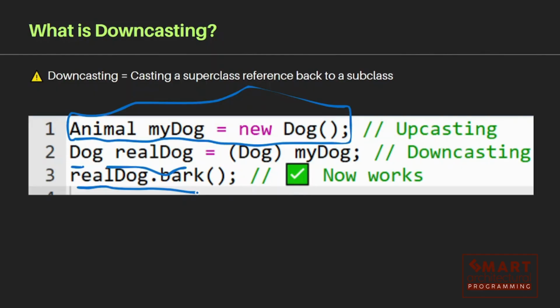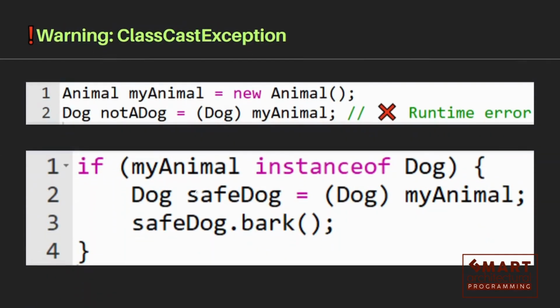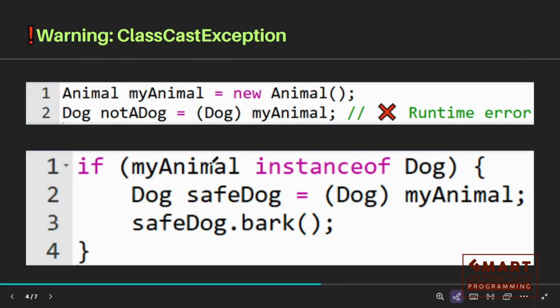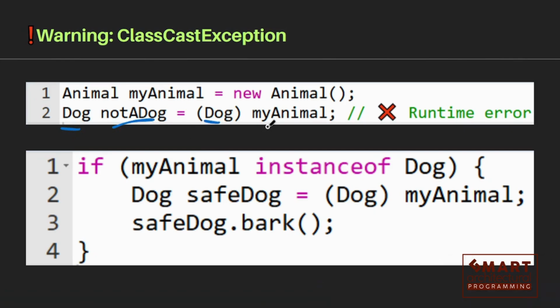So upcasting is usually the normal way, and downcasting is the not-normal way, but you get the gist. You need to remember an especially important aspect, which is the ClassCastException error. Downcasting usually throws a ClassCastException if you're wrong about the object type. So here we're casting Dog notADog equals (Dog) myAnimal. We're downcasting an object we know is not a Dog.